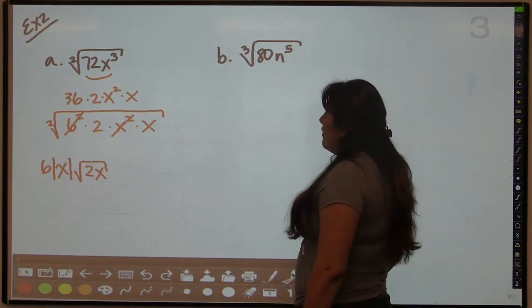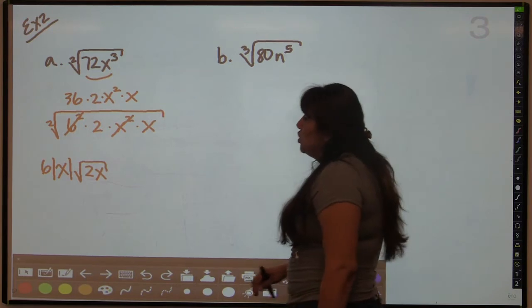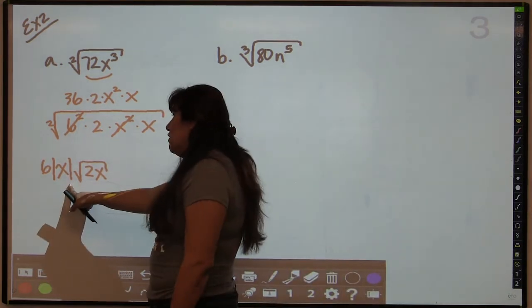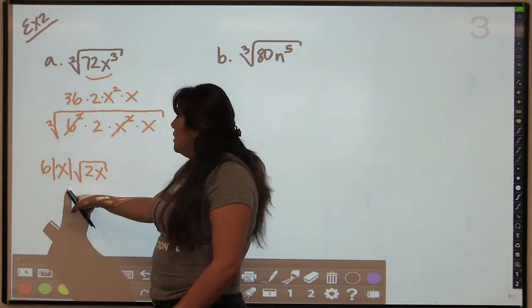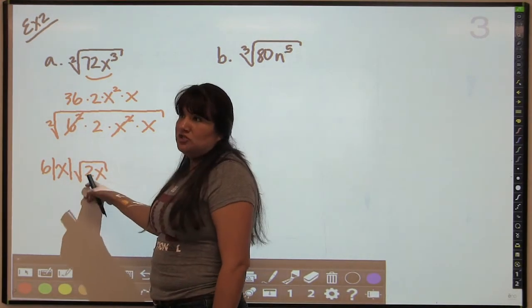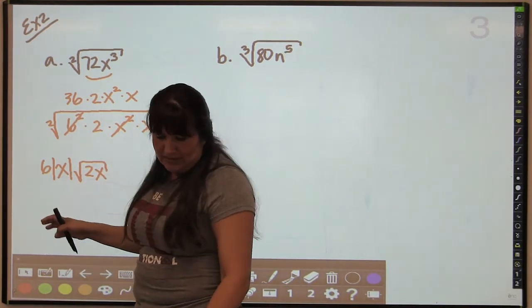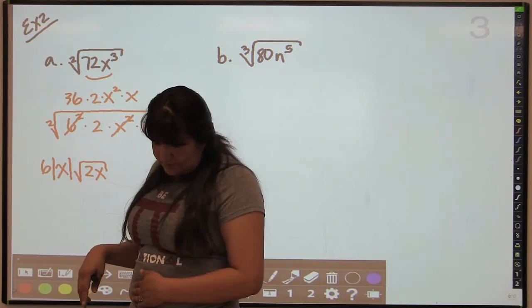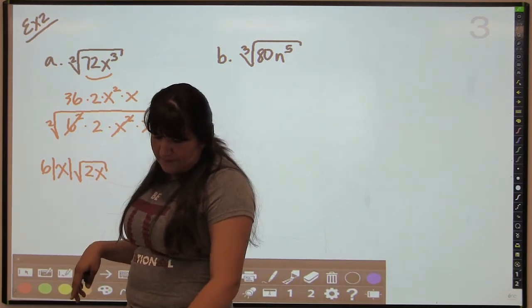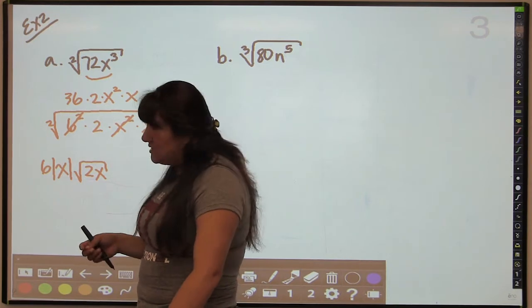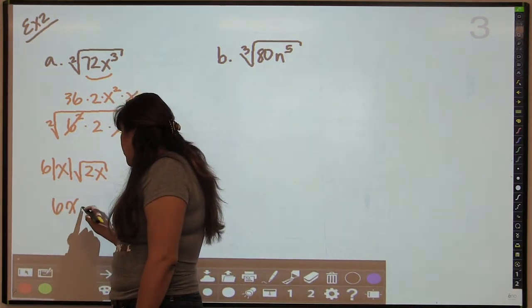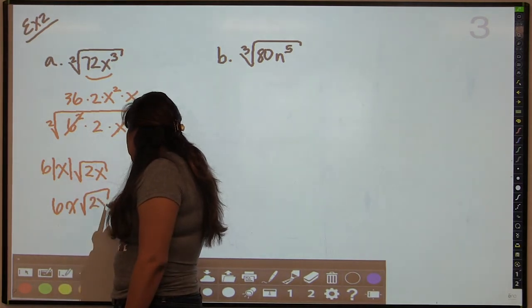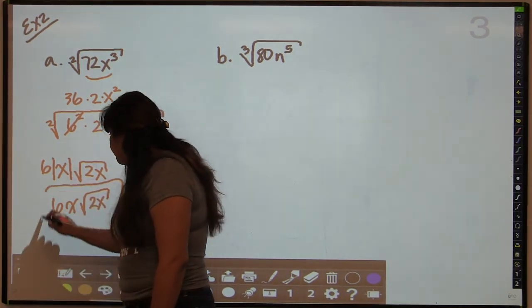And one thing that you want to double check is you don't have to put the bars if the directions say assume that all variables are positive. So make sure that you check that. I'm actually just checking it right now in my example, and it does say simplify and assume that all variables are positive. So because I can assume all variables are positive, I don't have to put the absolute value bar. So really, the answer is 6x root 2x.